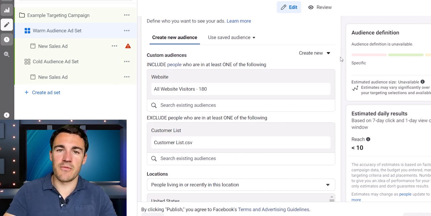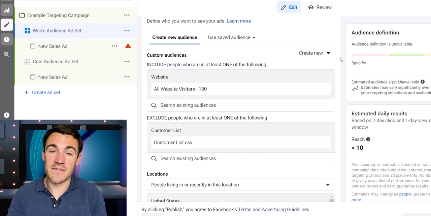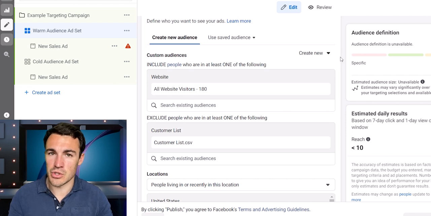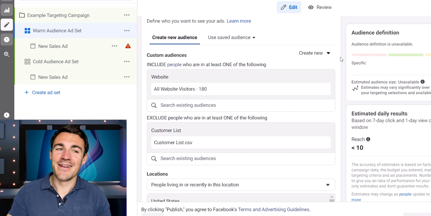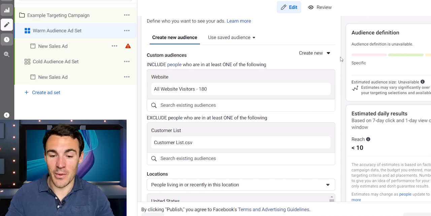You don't want to cut yourself off at the 14 days, particularly after the iOS 14 changes where it's more difficult to track people coming to your website. So the people that do make it there, it's more valuable to be able to retarget them. You don't want to miss out.